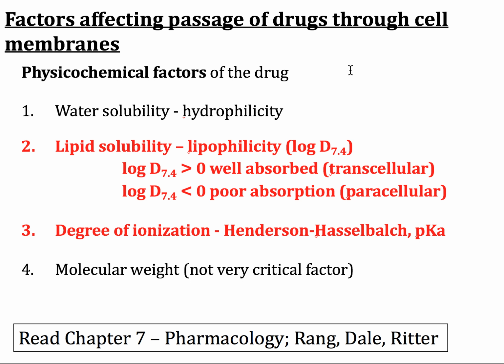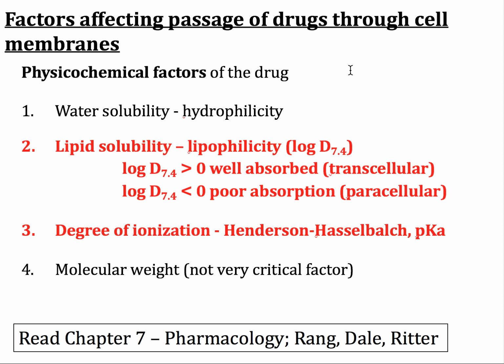the less well it's absorbed. And we have a parameter that we call log D 7.4, and I'll explain that. Usually if the log D 7.4 of the drug is above 0, that means it's usually well absorbed via the transcellular method, so via passive, active, or facilitated diffusion through the enterocytes. But if you have a log D 7.4 less than 0, it's usually not so greatly absorbed. It's poor absorption via the paracellular method.